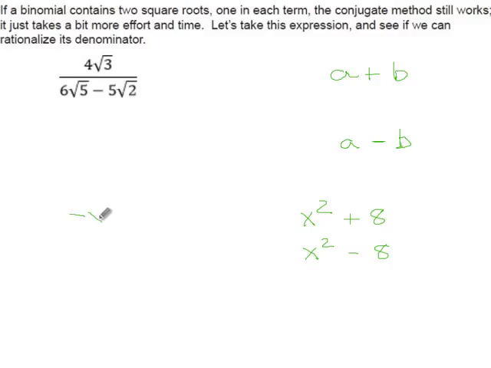If your original binomial was minus x cubed plus 27, then the conjugate is minus x cubed minus 27. And it works the other way as well. If you have something like a minus 6, the conjugate is a plus 6. So that's conjugates.